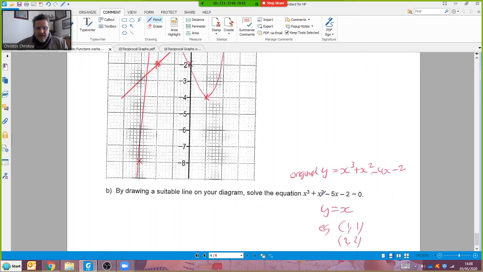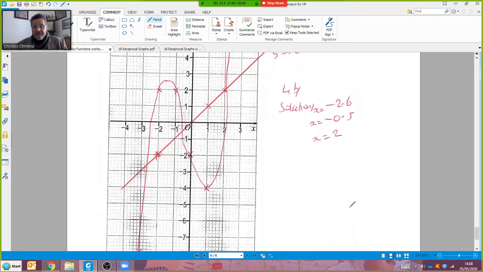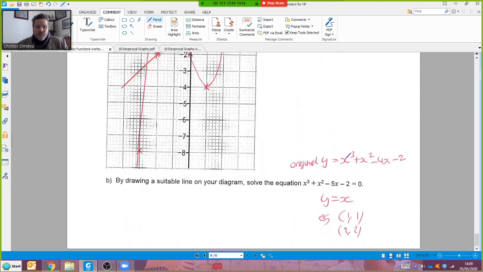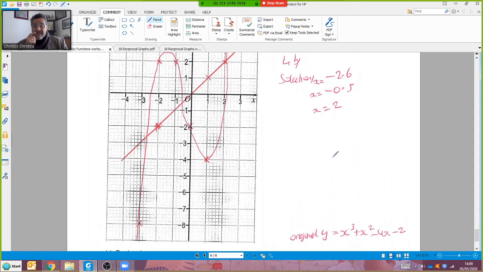How do you get from minus 5x to minus 4x? Answer, you plus 1x. So all you have to do is to draw in the line y equals x. And if you do that, you get three solutions. One about there, minus 2.6, one about there, minus a half, and one about there, x equals 2. All right? So that's what you needed to do to get a grade 7 or maybe 7 plus or an 8.